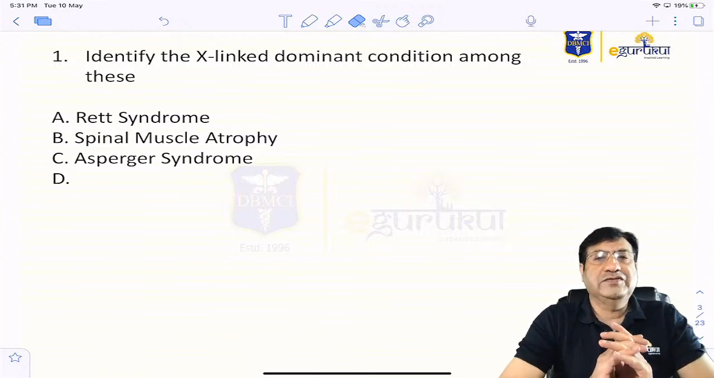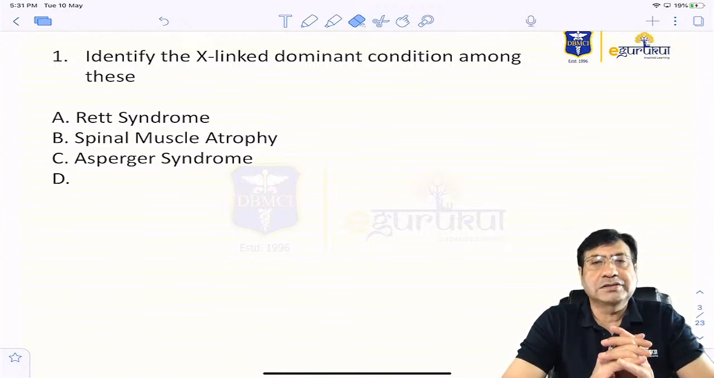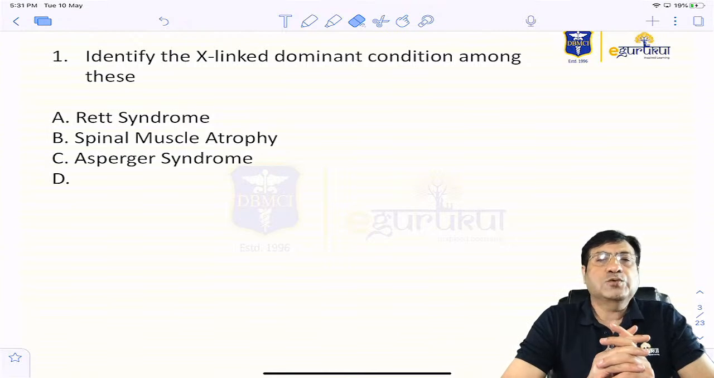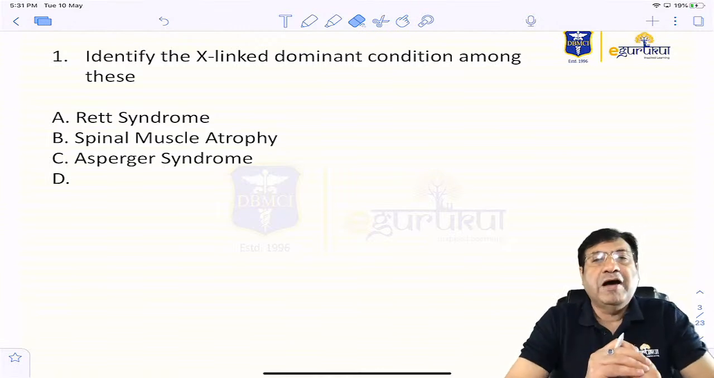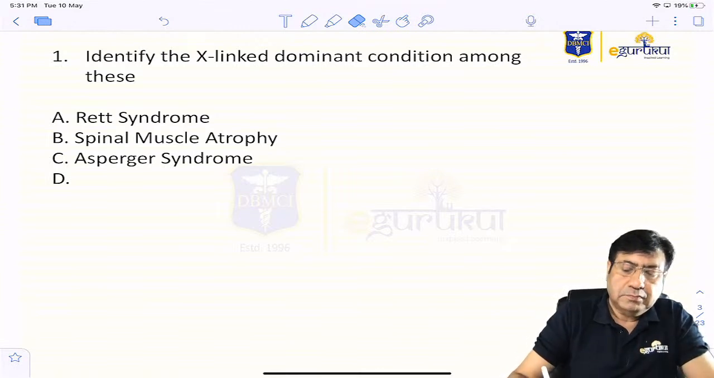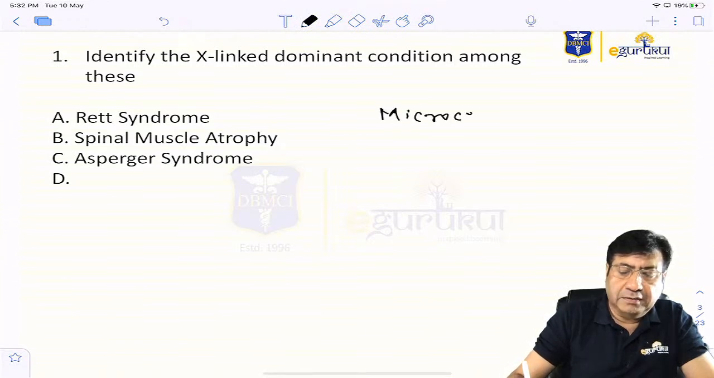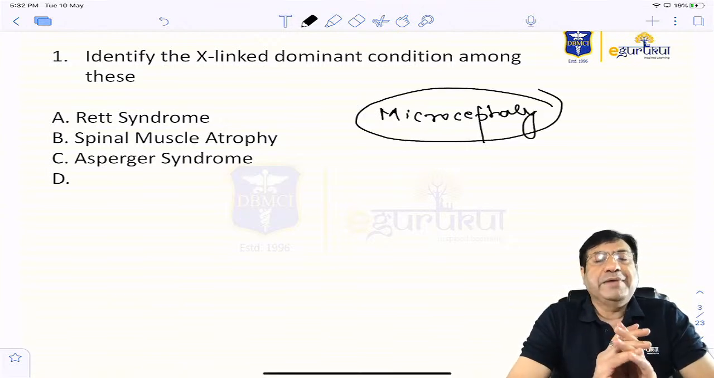This is a question which we have discussed in our class also. In my regular batch classes I've discussed this, and in my foundation batch classes I've discussed this. And this question is, identify the X-linked dominant condition among these. So I have very clearly discussed this in the chapter of microcephaly in my classes, when I was teaching for my pediatric app. I've been teaching this in my classes also.